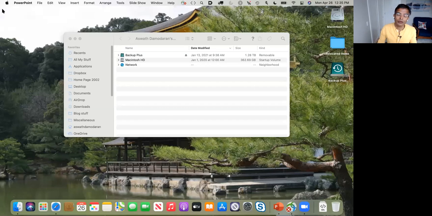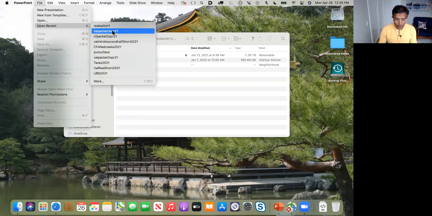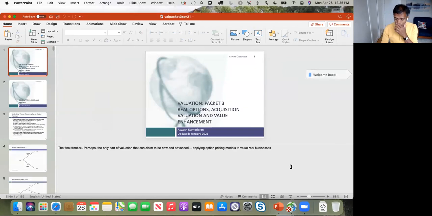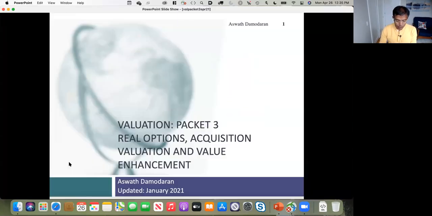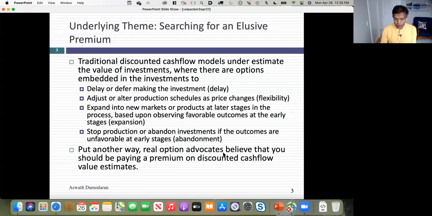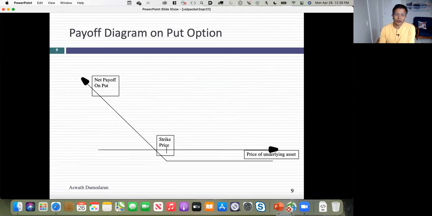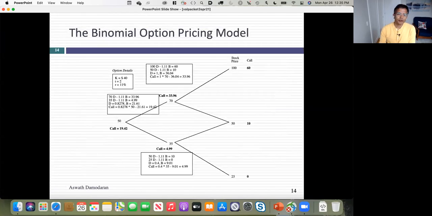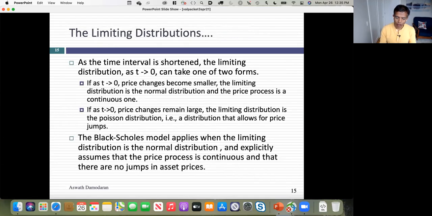But who knows what tomorrow will deliver. So I'm going to take you back to where we left off in the last session. We were talking about the Black-Scholes option pricing model. It sounds incredibly abstract. So why are we wasting time on the Black-Scholes? Because we're going to use it to actually price real options.